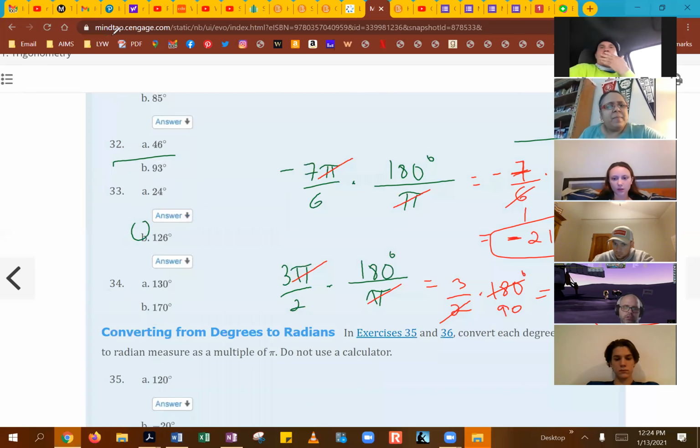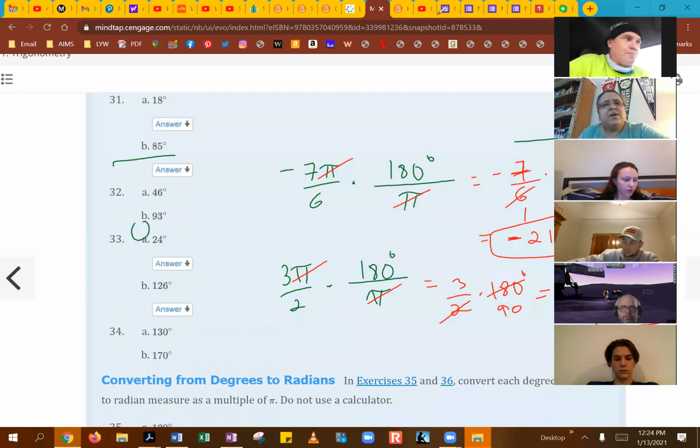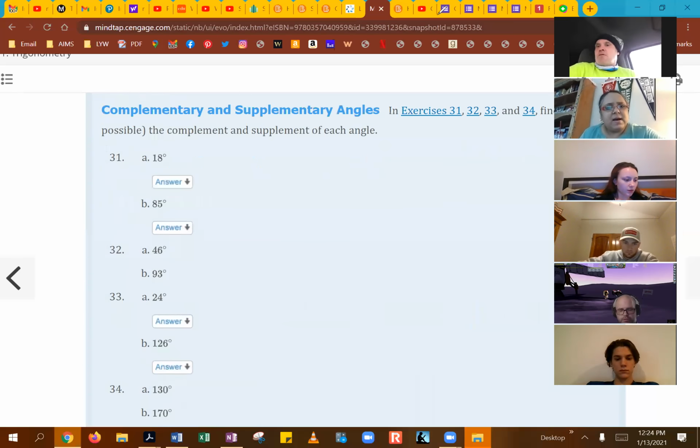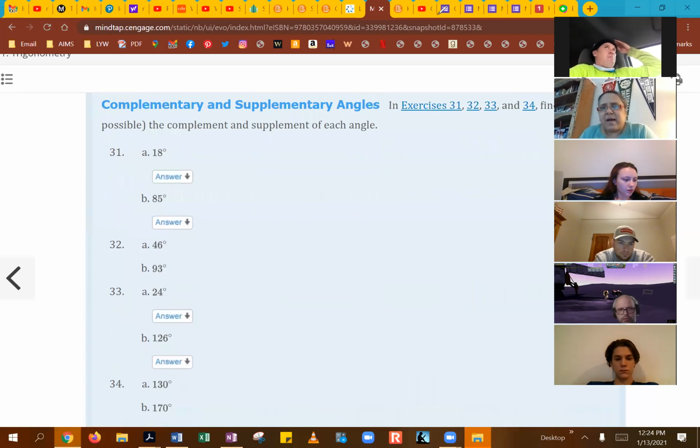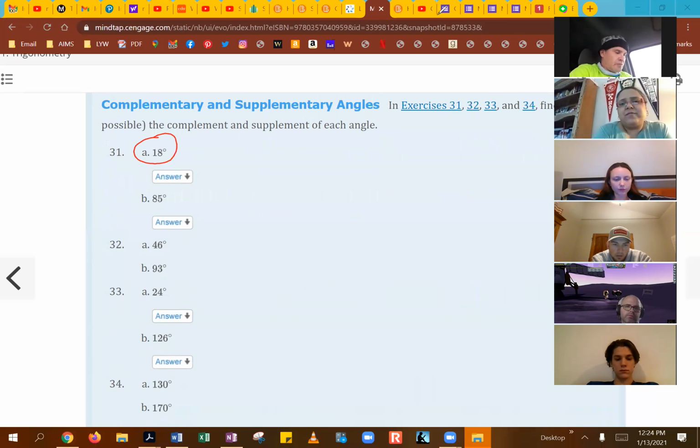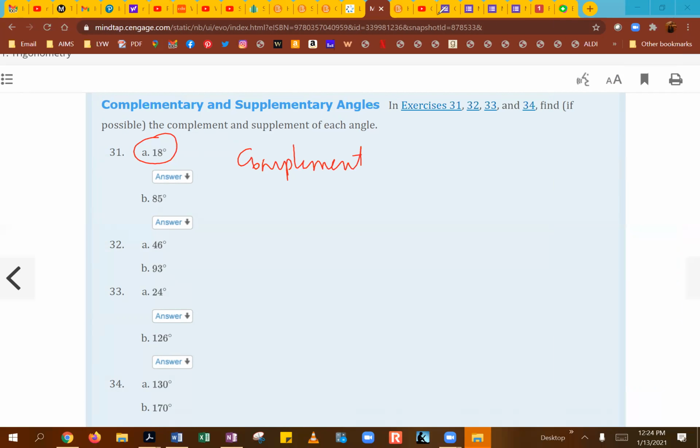It shouldn't be too bad because if you, let me clear this out. So if you look at something like this here, they're asking you to find the complement and the supplement, right? So if you look at number 31A over here, now if you're trying to find the complement, remember the total has to be 90 degrees when you're working with this. So you're basically thinking, okay, 18 plus what will add up to 90 degrees. That will give you the complement angle.